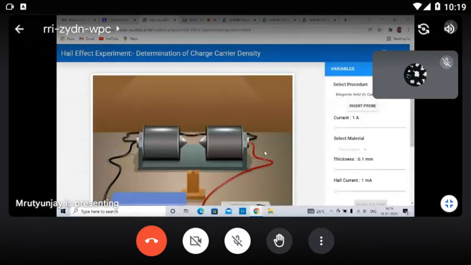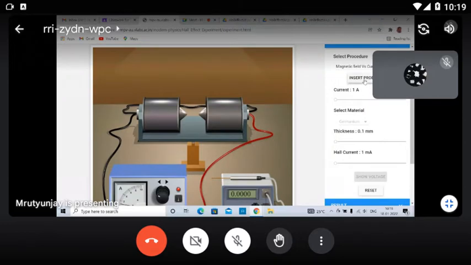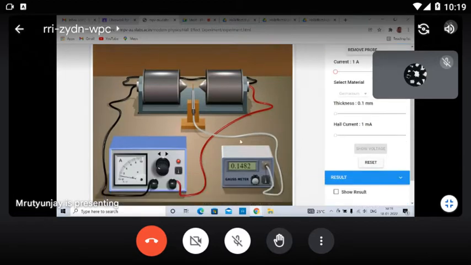First of all, you have to select magnetic field versus current. Then select insert probe. Then click on the wood. Right now, when 1 ampere current is flowing through the solenoids, what is the magnetic flux density generated? That is 0.1482. That means for table 1, table 3 and table 5. So just check the current is 1 ampere.